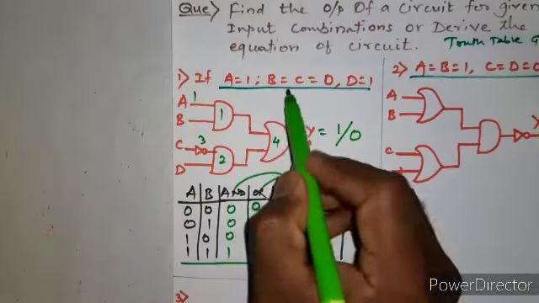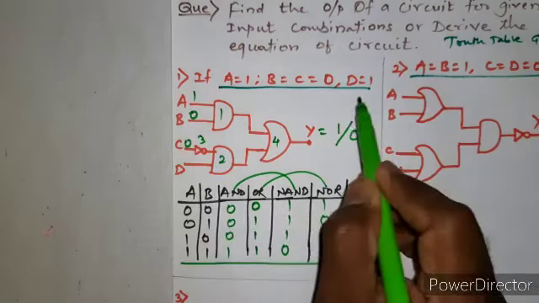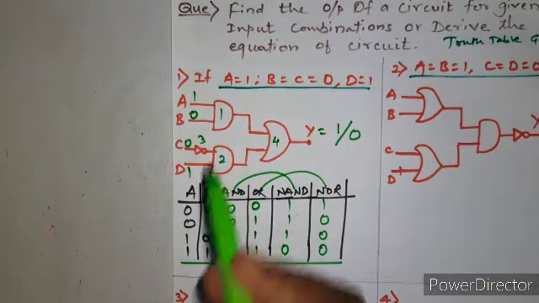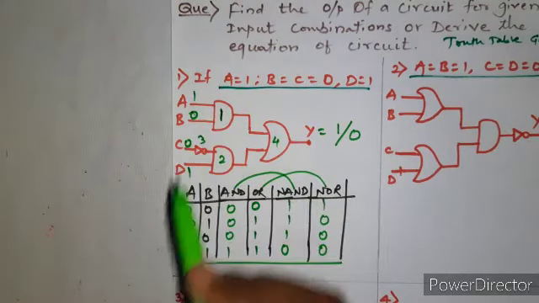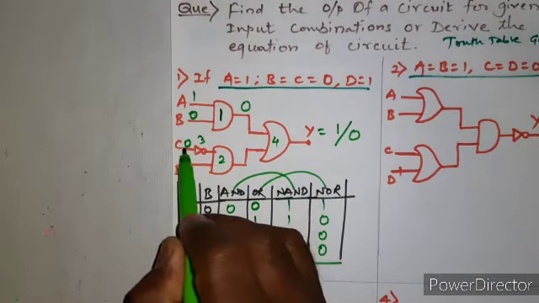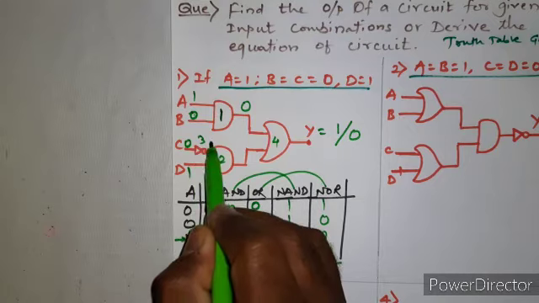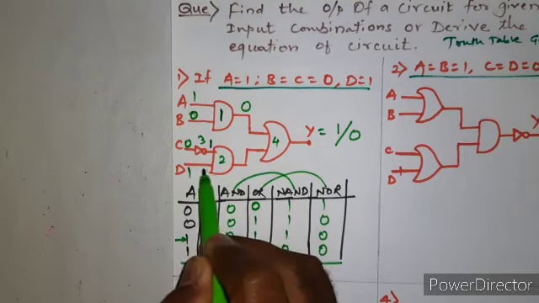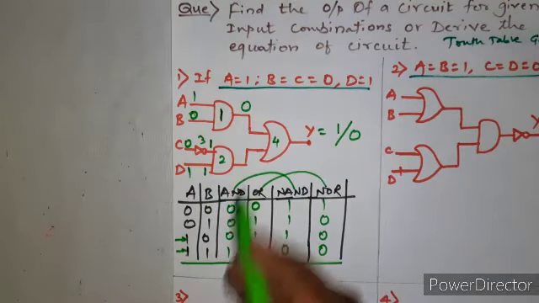A is equal to 1, B is 0, C is 0, D is 1. Okay, and this gate 1 has input 1 0. Now this gate 1 is an AND gate. So just see what is the output for this combination. 1 0 output is 0, right? Now when C is 0 and a NOT gate is connected here, the output for this second gate is 1, and D is 1, right? So 1 1, the output is 1, so here it is 1.